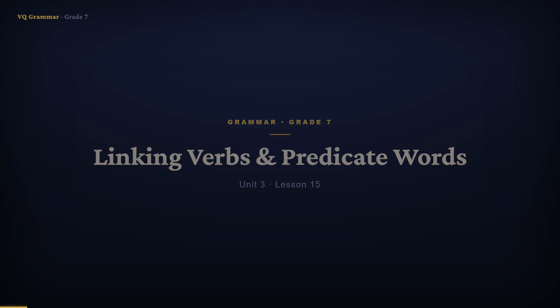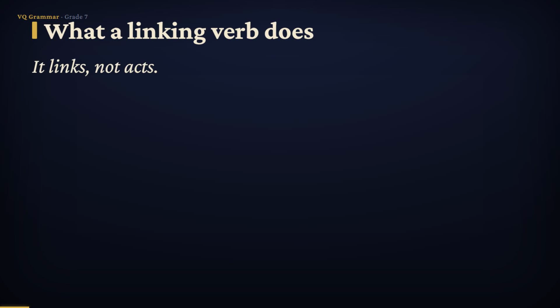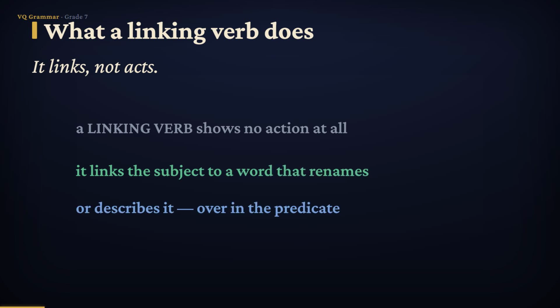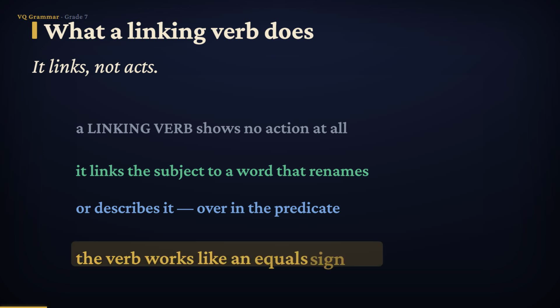Let's take a look. Let's start with a big idea. Not every verb shows action. Some verbs do a quieter job. They simply link. A linking verb shows no action at all. Instead, it connects the subject to a word in the predicate that either renames the subject or describes it. Think of a linking verb as an equals sign sitting in the middle of the sentence. On the left is the subject. On the right is the word that tells you what the subject is, or what it is like. The verb just holds the two sides together.